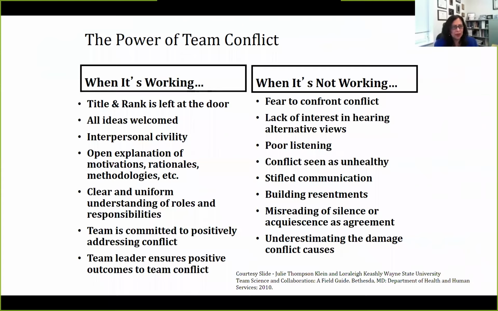Interpersonal civility is also maintained when everything is working well. Open explanation, motivation, rationale, methodology, all that is already established. So this slide basically just summarizes that if your team is dynamic and it's working, you will see this, as I have taken the slide from Julie Thompson and her group.